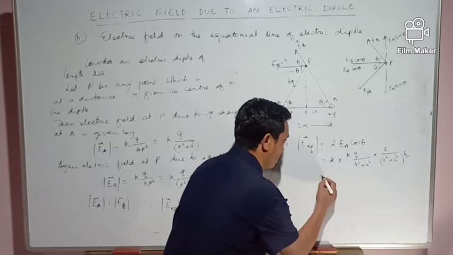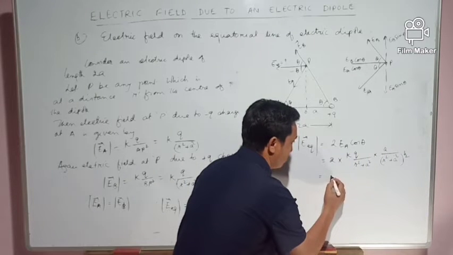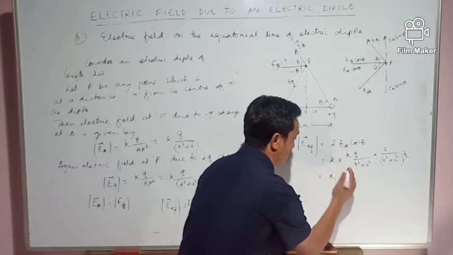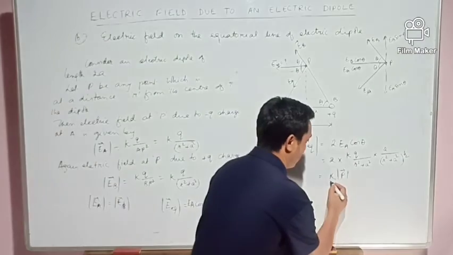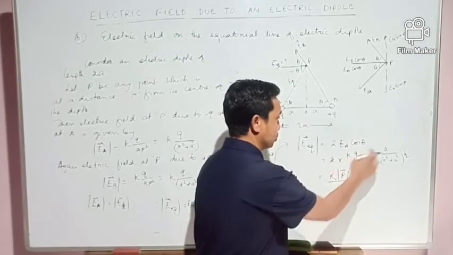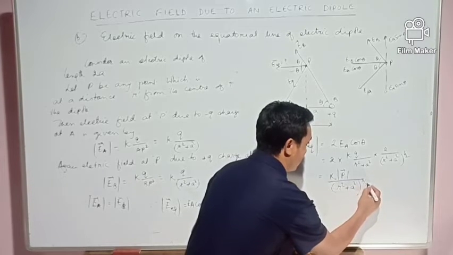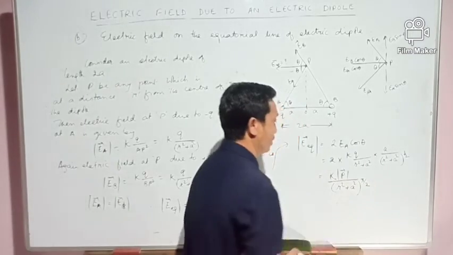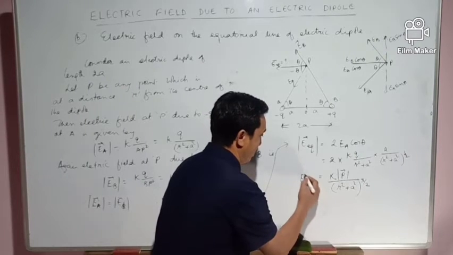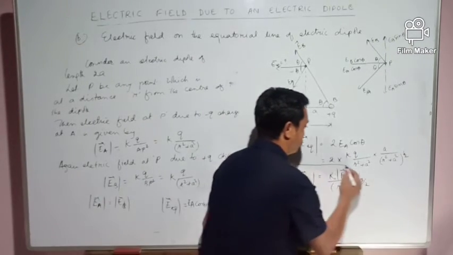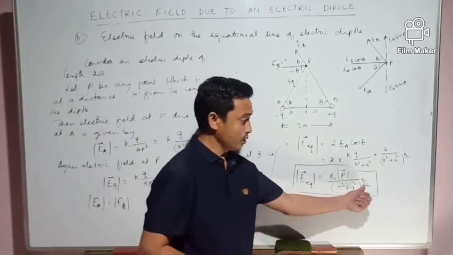So we can write this as K times 2Q into A, and Q into 2A becomes P, the dipole moment, divided by (R square plus A square) to the power 3 by 2. So this is the required equation for the electric field on the equatorial line of the dipole. That means E equals K times P, the dipole moment, divided by (R square plus A square) to the power 3 by 2.